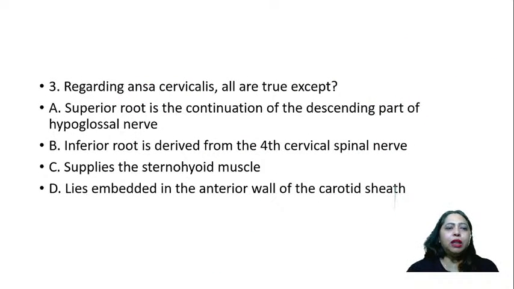Next, we'll go to the third one. Regarding ansa cervicalis, all are true except which one? The superior root is continuation of the descending part of hypoglossal. The inferior root is derived from the 4th cervical spinal nerve. It supplies sternohyoid, lies embedded in the anterior wall of the carotid sheath. So now let's go one by one. The superior root is continuation of the descending part of hypoglossal nerve. Is it correct?